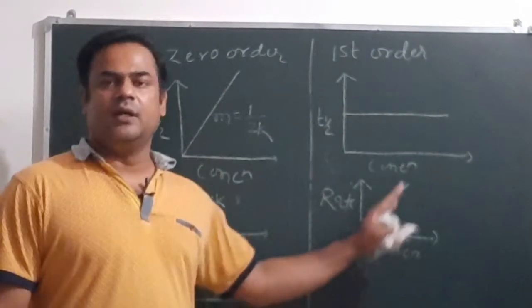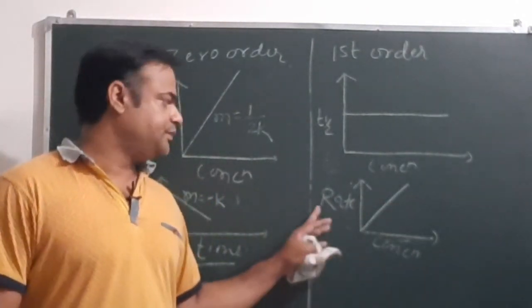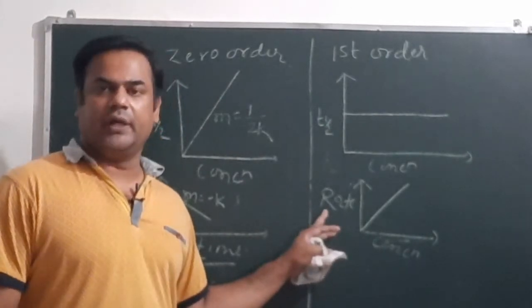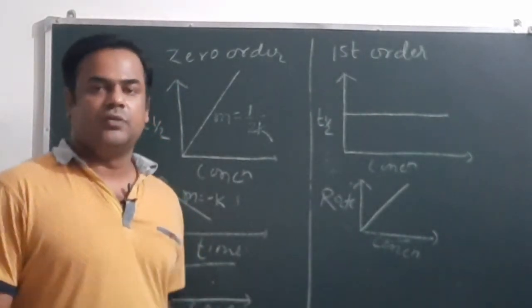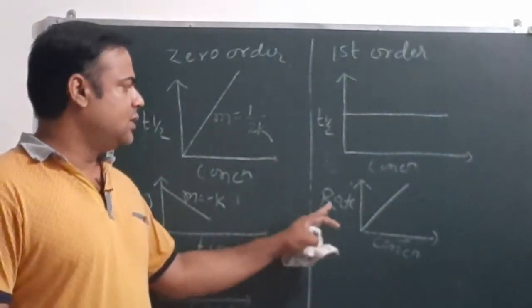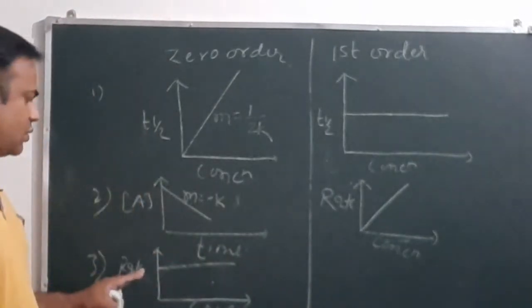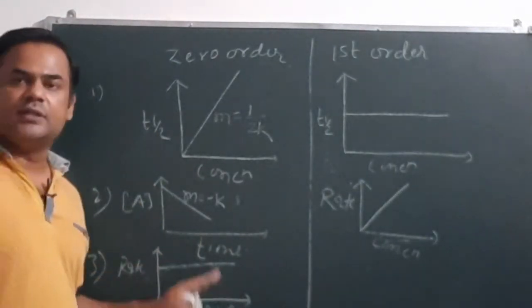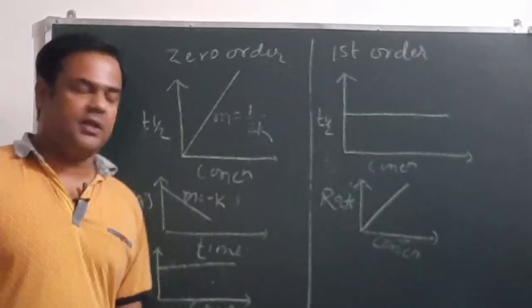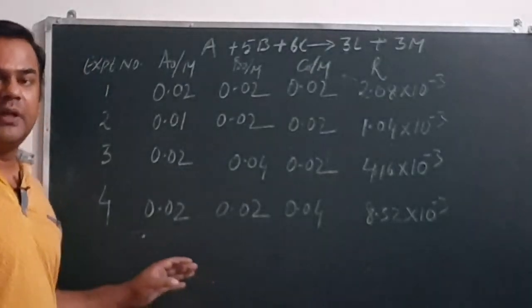That's why we will get a straight line passing through the origin, meaning if the concentration is 0, there will be no rate, the reaction will not proceed, so the rate will be 0. So in this case we have a linear relation between rate and concentration, and in a zero order reaction, rate and concentration are independent of each other, meaning rate is not affected by the concentration. Discussed in the live class.